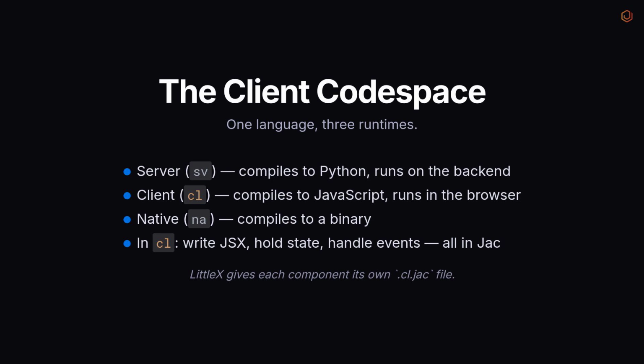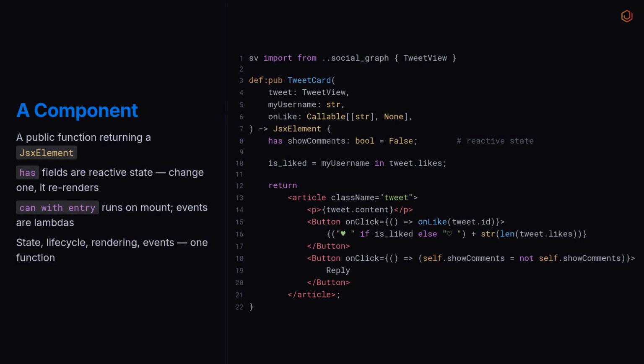LittleX gives each component its own file. A component is a public function that returns a JSX element. Its has fields are reactive state, change one, and the component re-renders. A can with entry block runs when the component mounts, like a load hook.